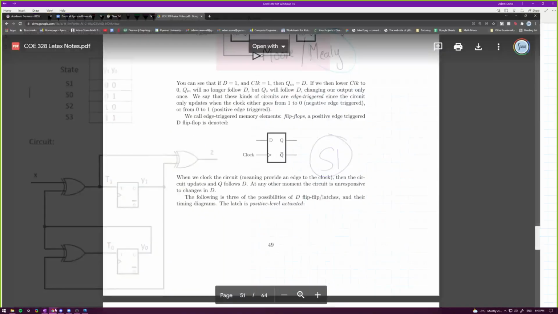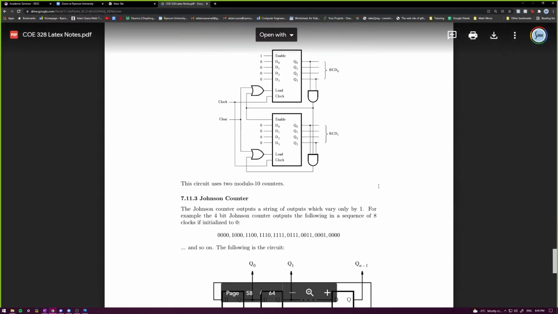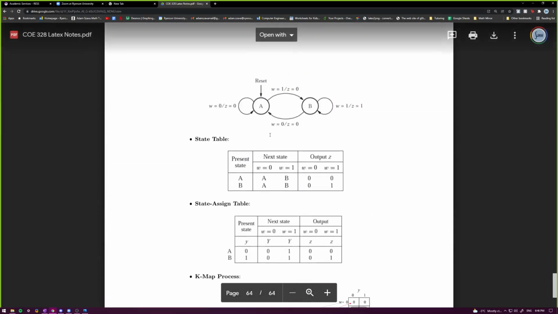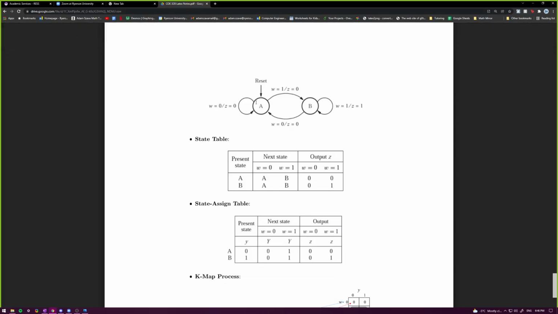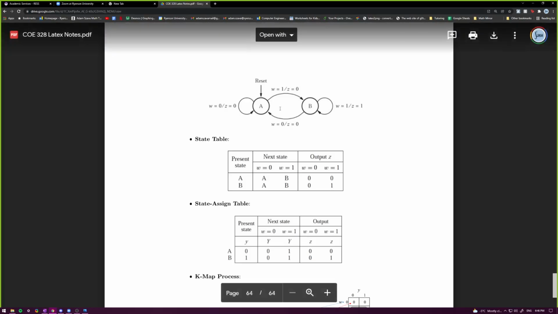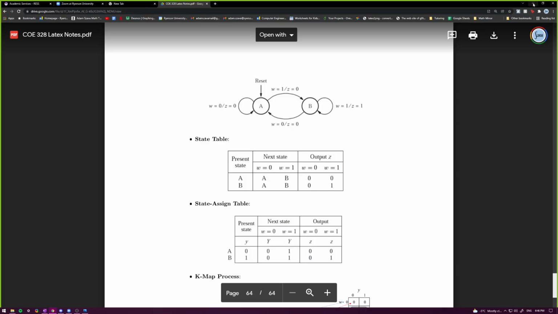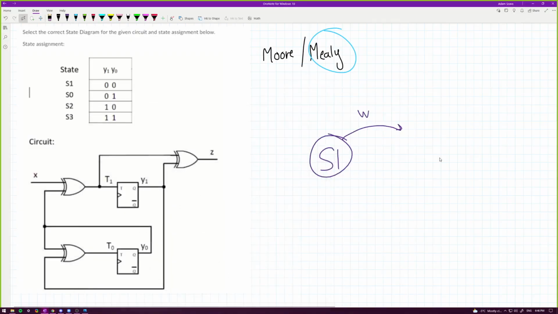To get an idea of what a Mealy diagram looks like, let's take a look at one. That's a Moore one. A Mealy diagram looks kind of like this. If we are in state A and our input is 0, our output is 0. If our input is 1, our output's 0, and when we clock it, we move to here. From every state there are two options coming out of it: if W equals 1 then Z equals something, and if W equals 0 then Z equals something.